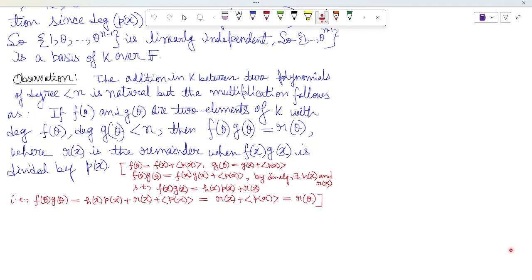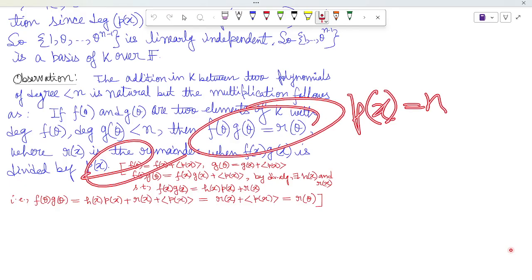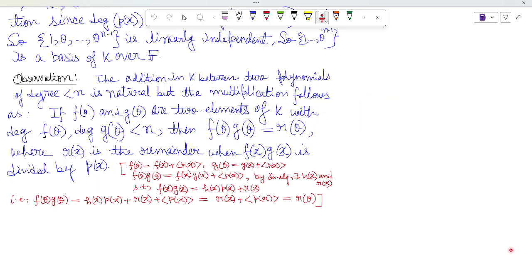See, f(theta) g(theta) is equal to zero, theta. So the polynomials up to degree n, there will be only. So if, I mean, what is this? P(x) was a degree n polynomial. Now, if so, fg is a less than n degree polynomial. Okay. So that was the main thing of this theorem.